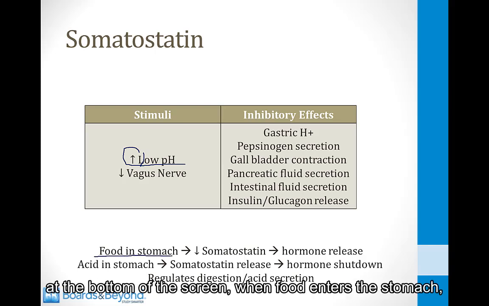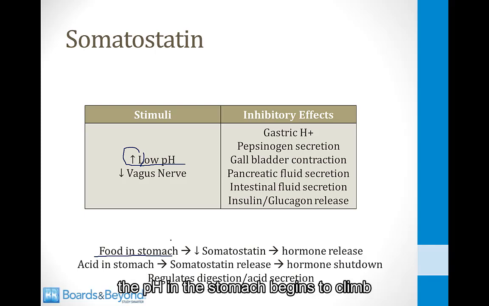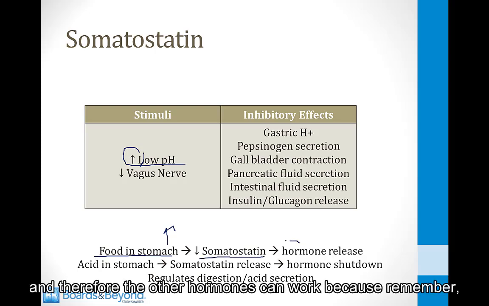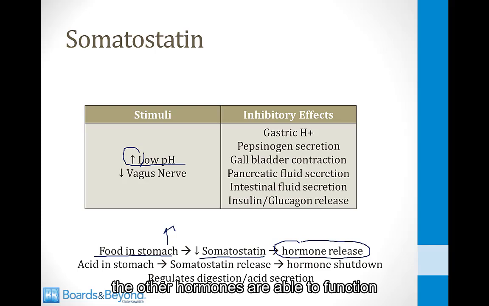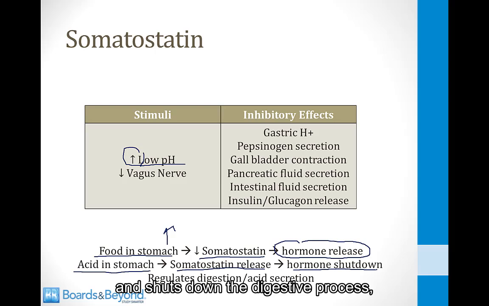When food enters the stomach, the pH in the stomach begins to climb. That shuts down somatostatin release, and therefore the other hormones can work, because remember, somatostatin is inhibitory. When its level gets low, the other hormones are able to function. When digestion is complete, acid begins to reaccumulate in the stomach. This triggers somatostatin release and shuts down the digestive process. In this way, somatostatin plays a role in regulating digestion and acid secretion.